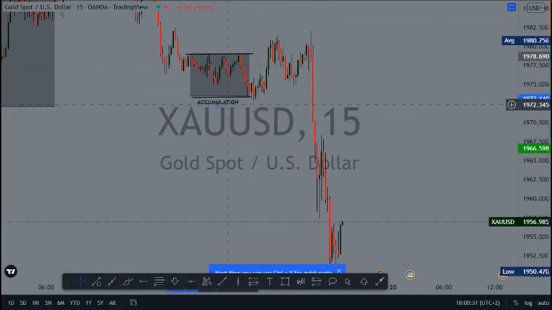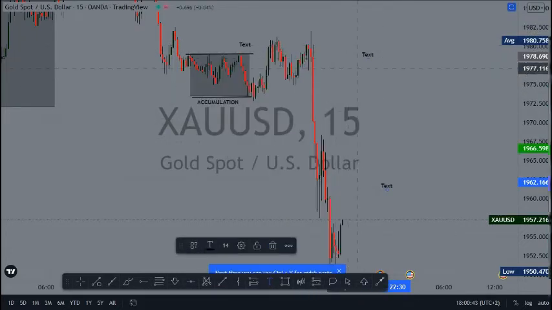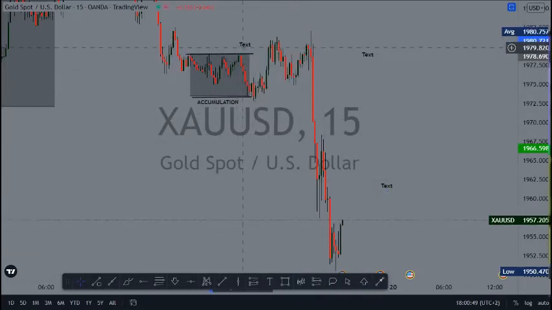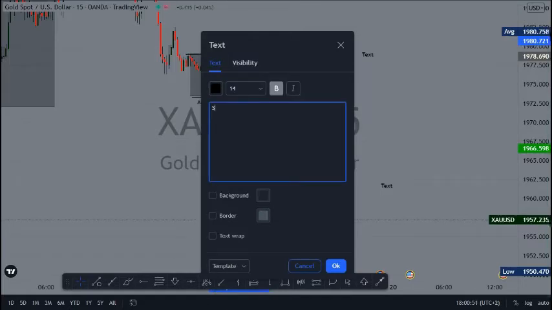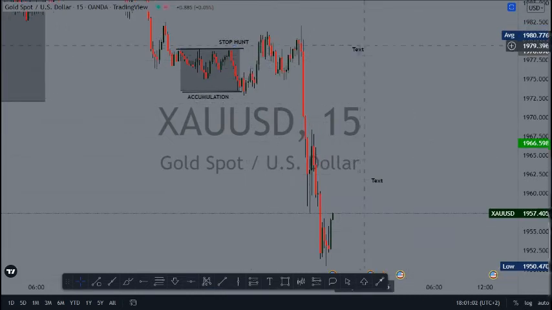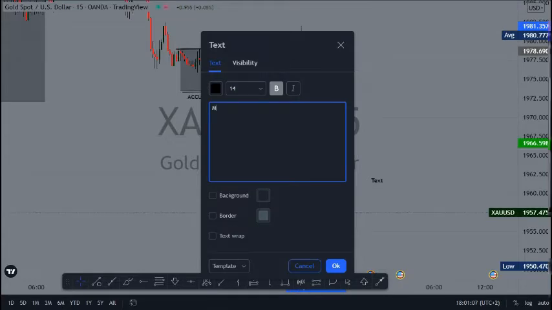Okay, and then after the accumulation we had our stop hunt, and after the stop hunt we got our M pattern, and then the market dropped. So this is our stop hunt. The stop hunt will usually be 25 to 50 pips out of the gray box. So we can see here is our M.